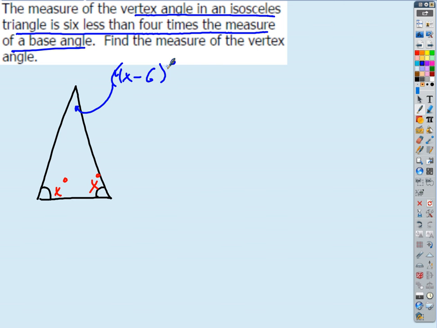2x plus 4x minus 6 equals 180. Okay, there's the key. The sum of all the interior angles in a triangle is always 180, isn't it? Right. So we know if we added all 3 of those up, we're going to get 2x plus 4x minus 6. We know it has to add up to 180. Now I could combine like terms and solve for x, right? And once I know what x is, I know what the base angles are, and I could plug that value in up here to find the vertex angle. You guys see that? Okay?